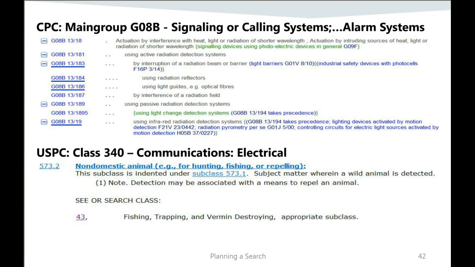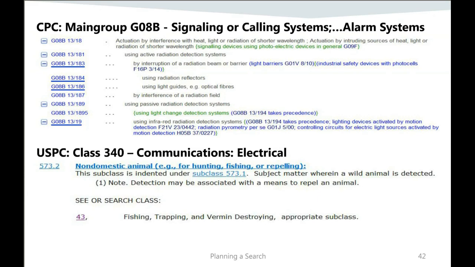To assist searchers in understanding the classification system, in addition to the CPC scheme pages and the USPC schedule pages, there are also definition pages that give additional guidance and instruction regarding the classification system. This slide shows a portion of the definition pages of CPC Main Group G08B and USPC Class 340, both of which are search areas dedicated to the use of sensors to detect an intruder or wild animal. Note that both of these examples indicate where some of the more analogous art may be classified.